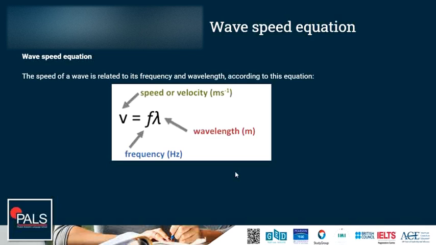The wave speed equation. The speed of a wave is related to its frequency and wavelength according to the following equation. Wave speed in meters per second equals frequency times wavelength. Since frequency is the number of waves per second, when we multiply frequency by wavelength, we get the unit meters per second, which is the unit of speed.